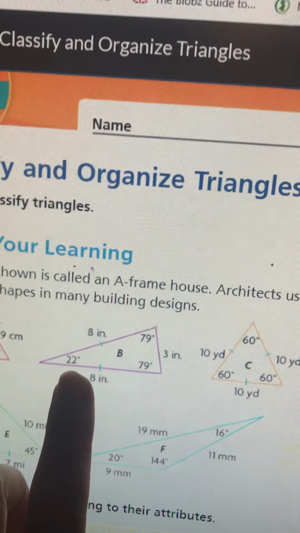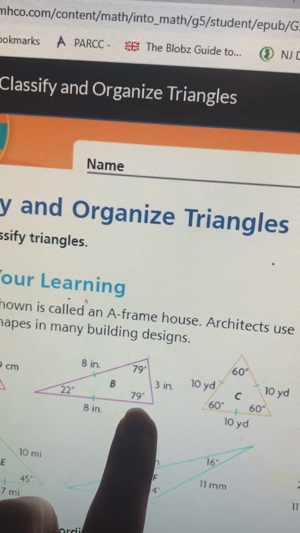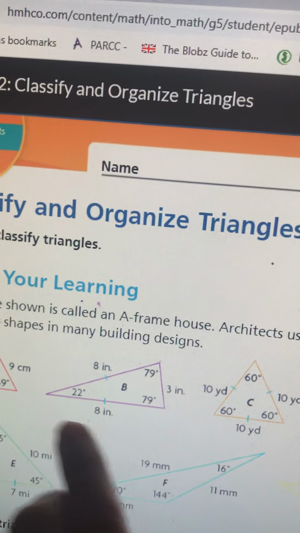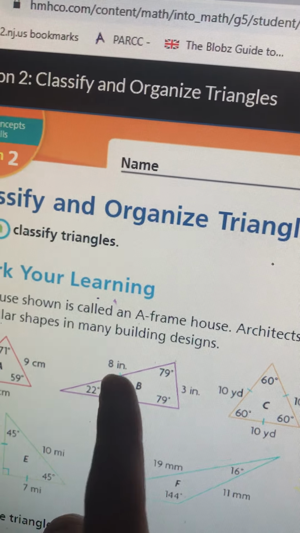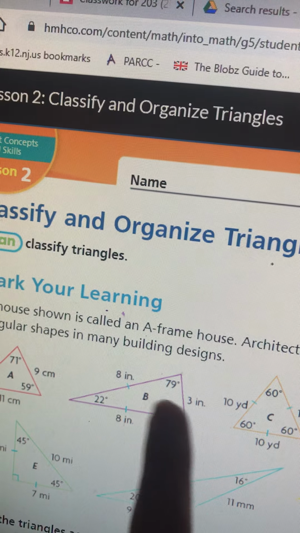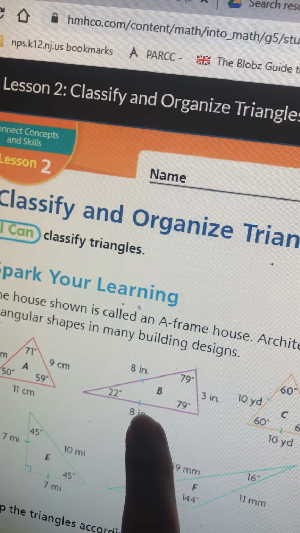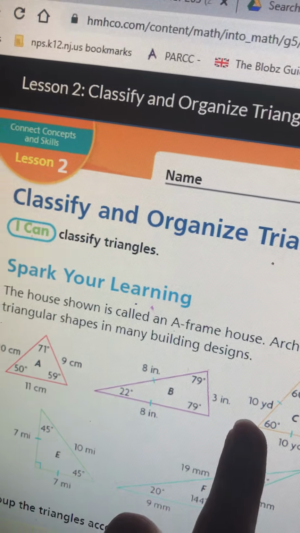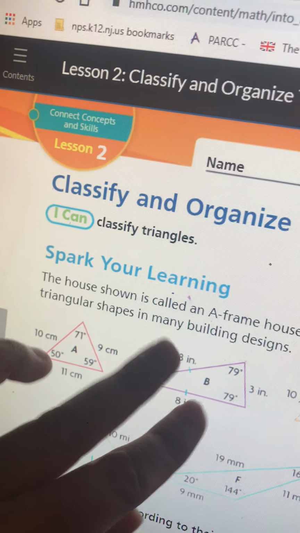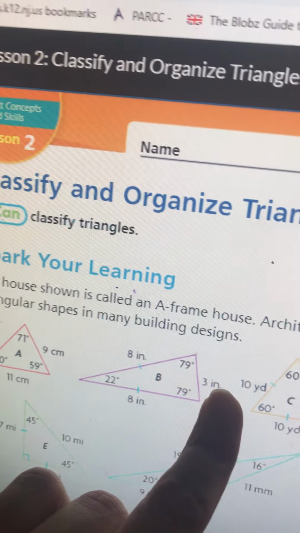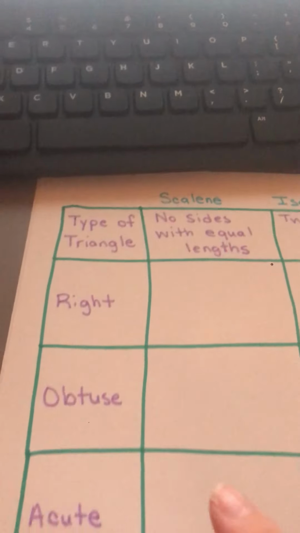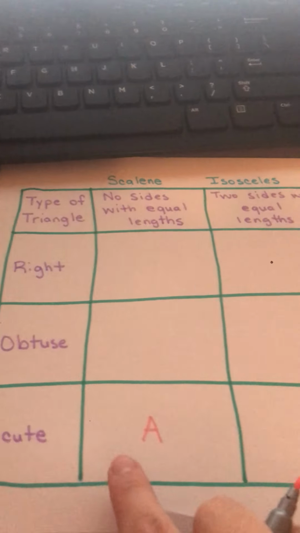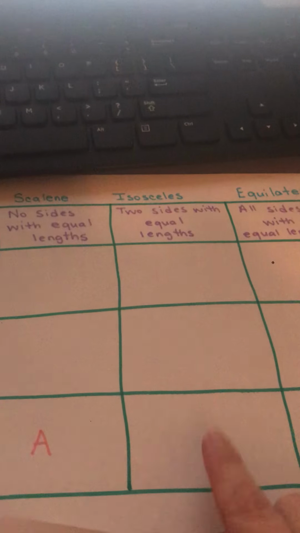B has acute because it's less than 90. Acute is less than 90. So this is an acute triangle again. Only difference is this side is the same as this side, but this side is different. So there's 2 sides chilling together and one on an island all alone. And remember, the island one is I-S, isosceles. So it's an acute isosceles. So I'm going to go to acute, and I'm going to look for isosceles, and that's triangle B.